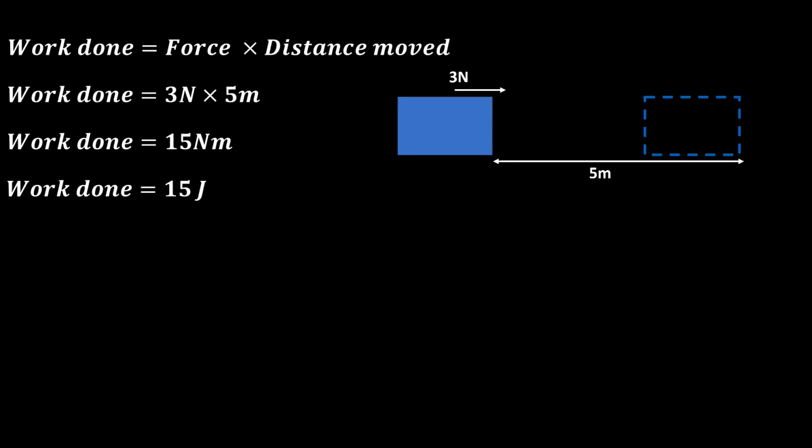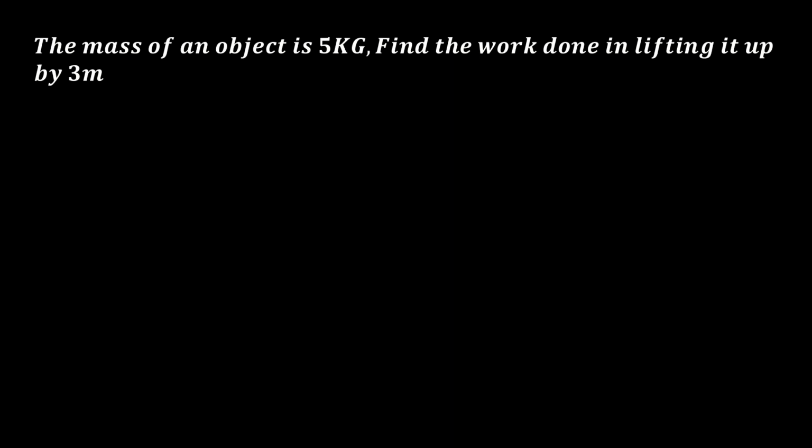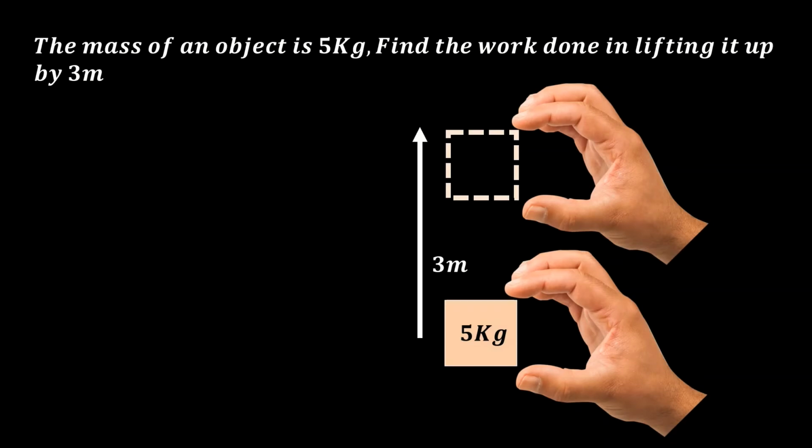Now let's move into our third example. This is a bit complex. Have a look. The mass of an object is 5 kilograms. Find the work done in lifting it upwards by 3 meters. So if you want to give it a try, pause the video and continue. First, let's graphically represent this information. Here, instead of giving the force, they have given the mass. So you must be smart.